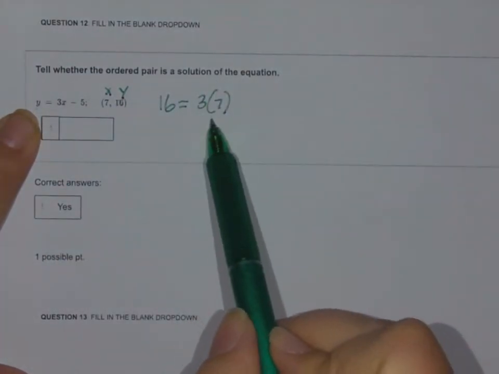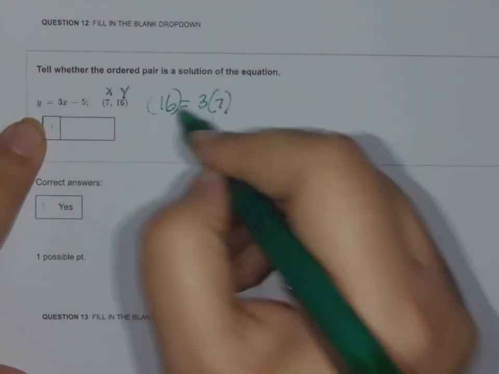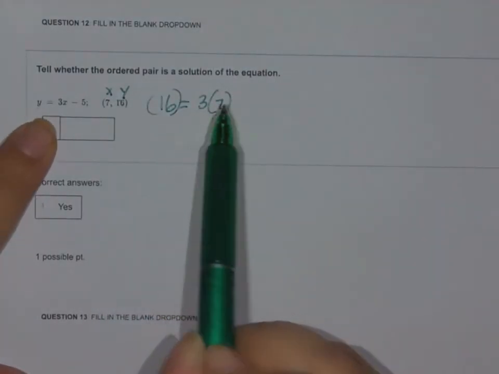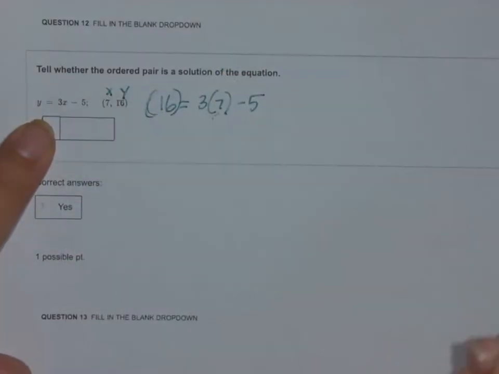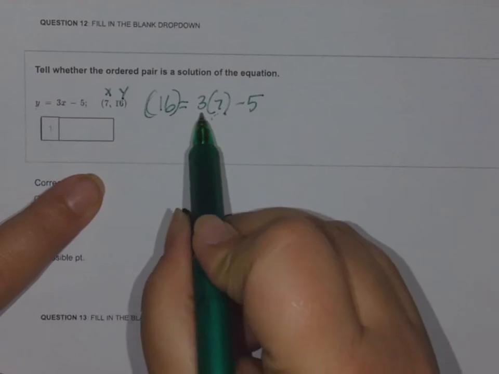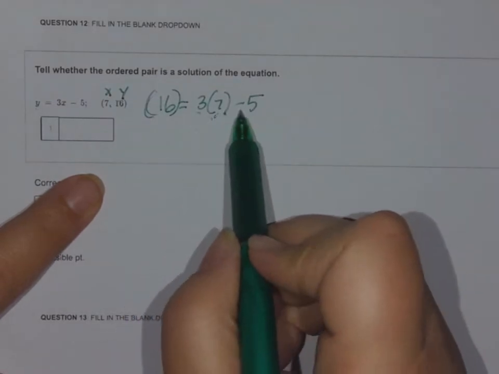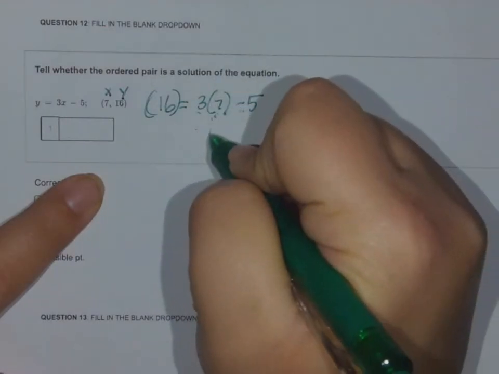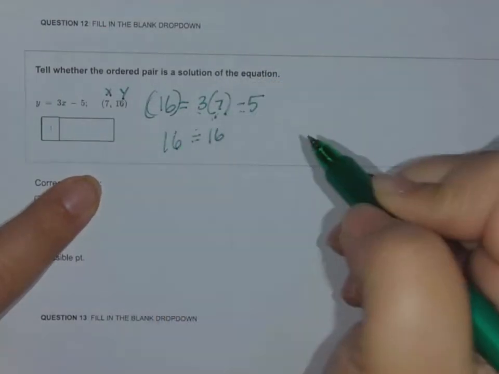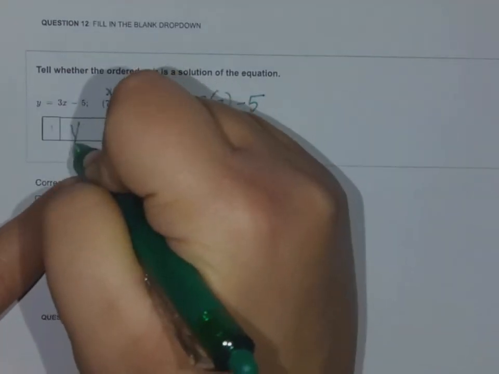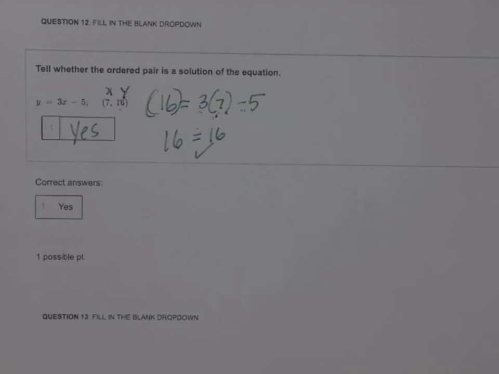I always teach my students to do parentheses when they put these in so that they remember that this is multiplying each other and they don't forget. So I go ahead and solve it. What is 3 times 7? 21. And 21 minus 5 equals 16. So I got 16 equals 16. So yes, that ordered pair does work and it is a solution to that equation.